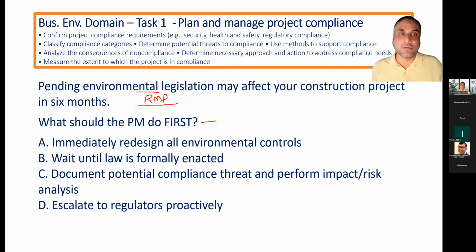Remember these things. Be focused when you're listening. Immediately redesign all environmental controls. Wait until law. So the answer is C, that based upon the risk management plan, identify the risk, place them in the risk register, analyze it, and check how it will impact the project or its objectives. If it requires rebaselining, submit the response to the change control board for the approval.